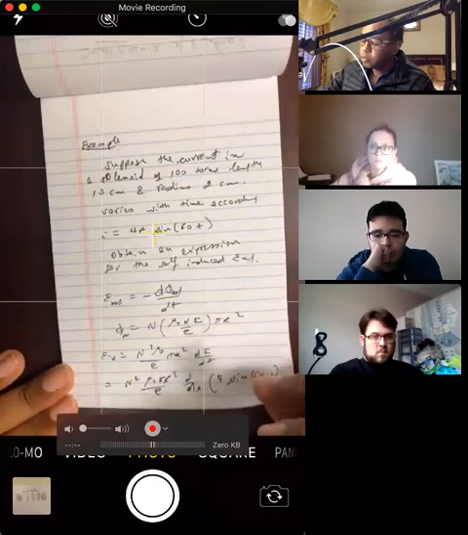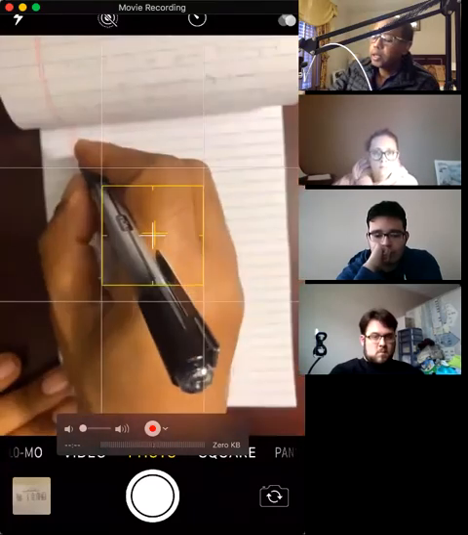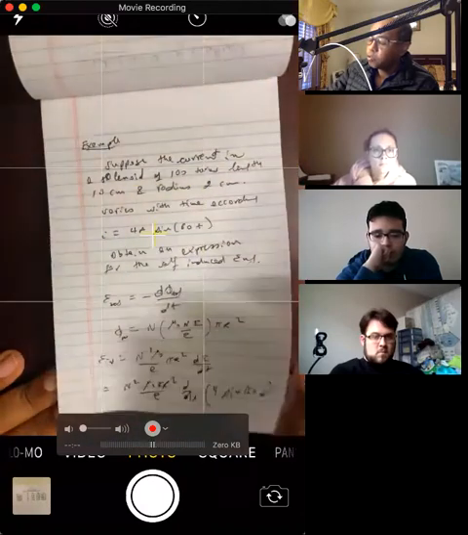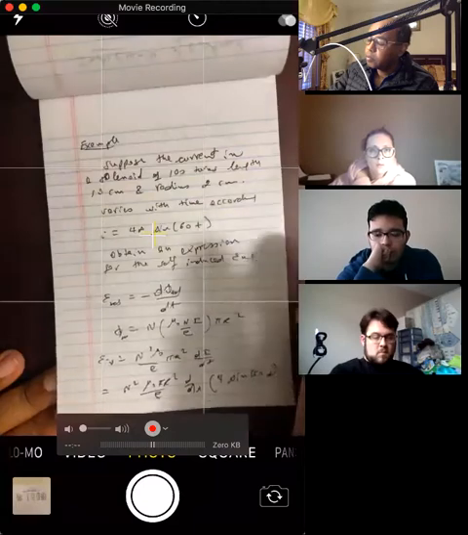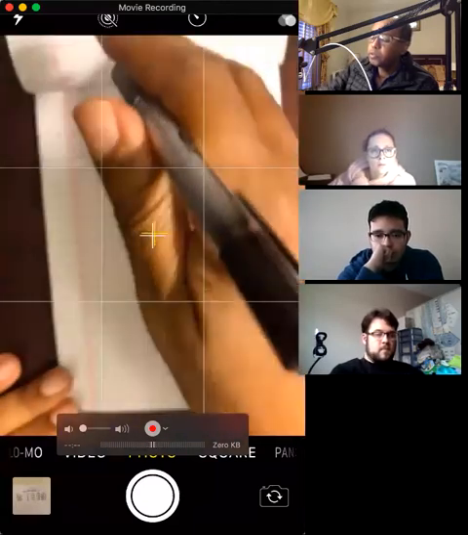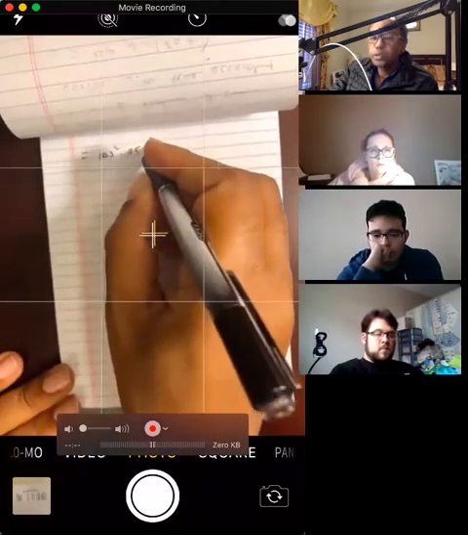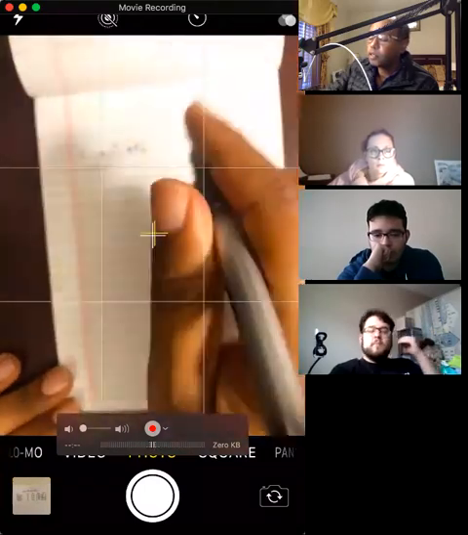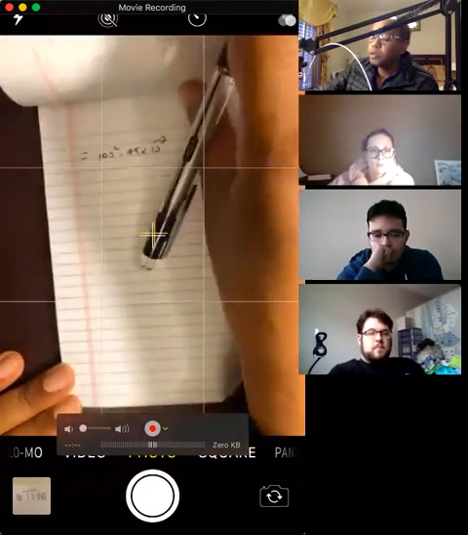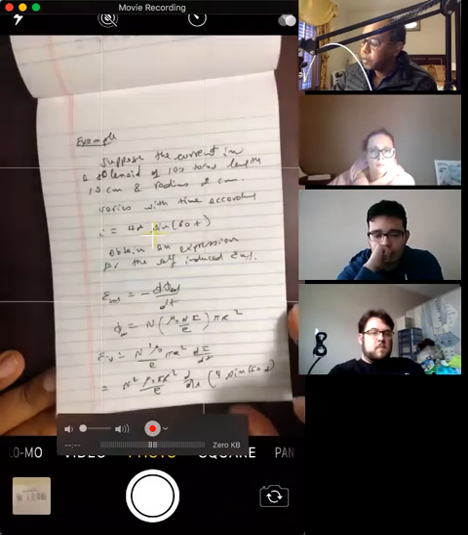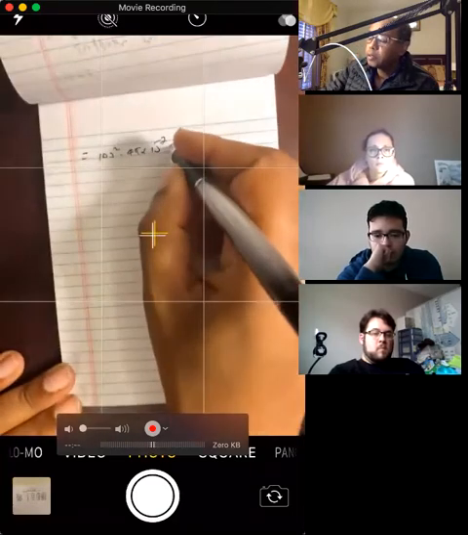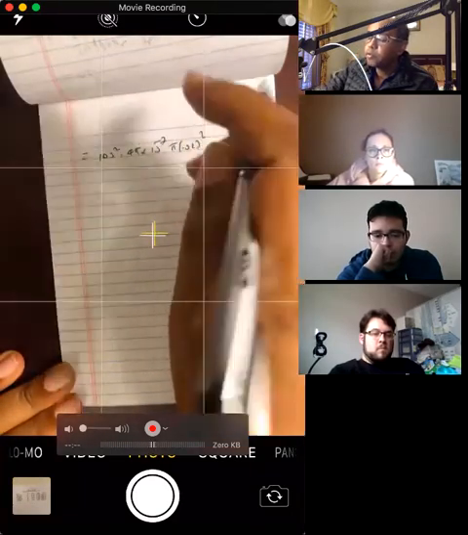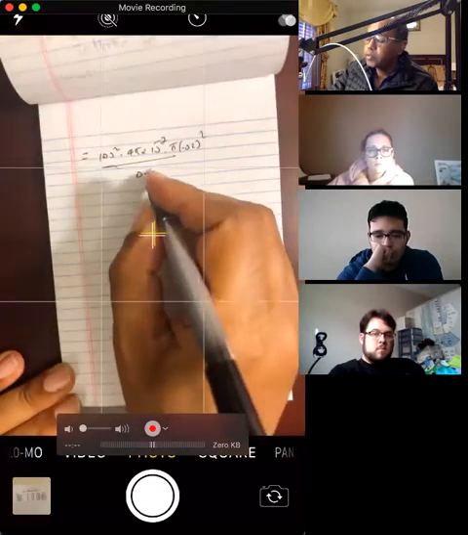So I don't know if I should put the numbers, but n squared would be 100 squared. Number of turns is 100 squared. And then of course we have mu naught, which is 4 pi times 10 to the power of -7. This is our mu naught. And the radius is how much? 2 centimeters, that's 0.02 squared. So you've got pi, and then 0.02 squared for the radius, divided by the length, 0.1.